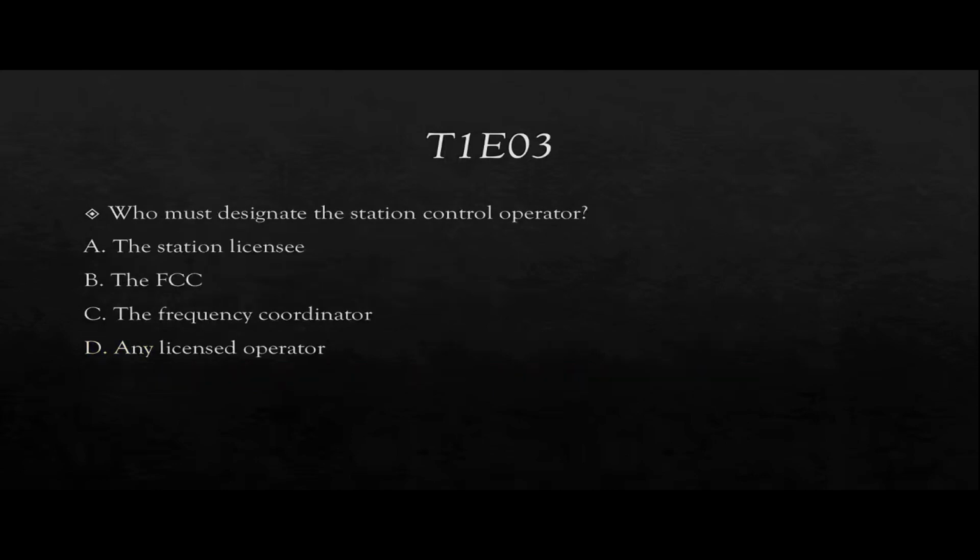3. Who must designate the station control operator? A, the station licensee. B, the FCC. C, the frequency coordinator. Or D, any licensed operator. So the person, this is pretty much just, you got to memorize this. We talked about those definitions earlier. A, station licensee. In most cases, station licensee, control operator, exact same thing.